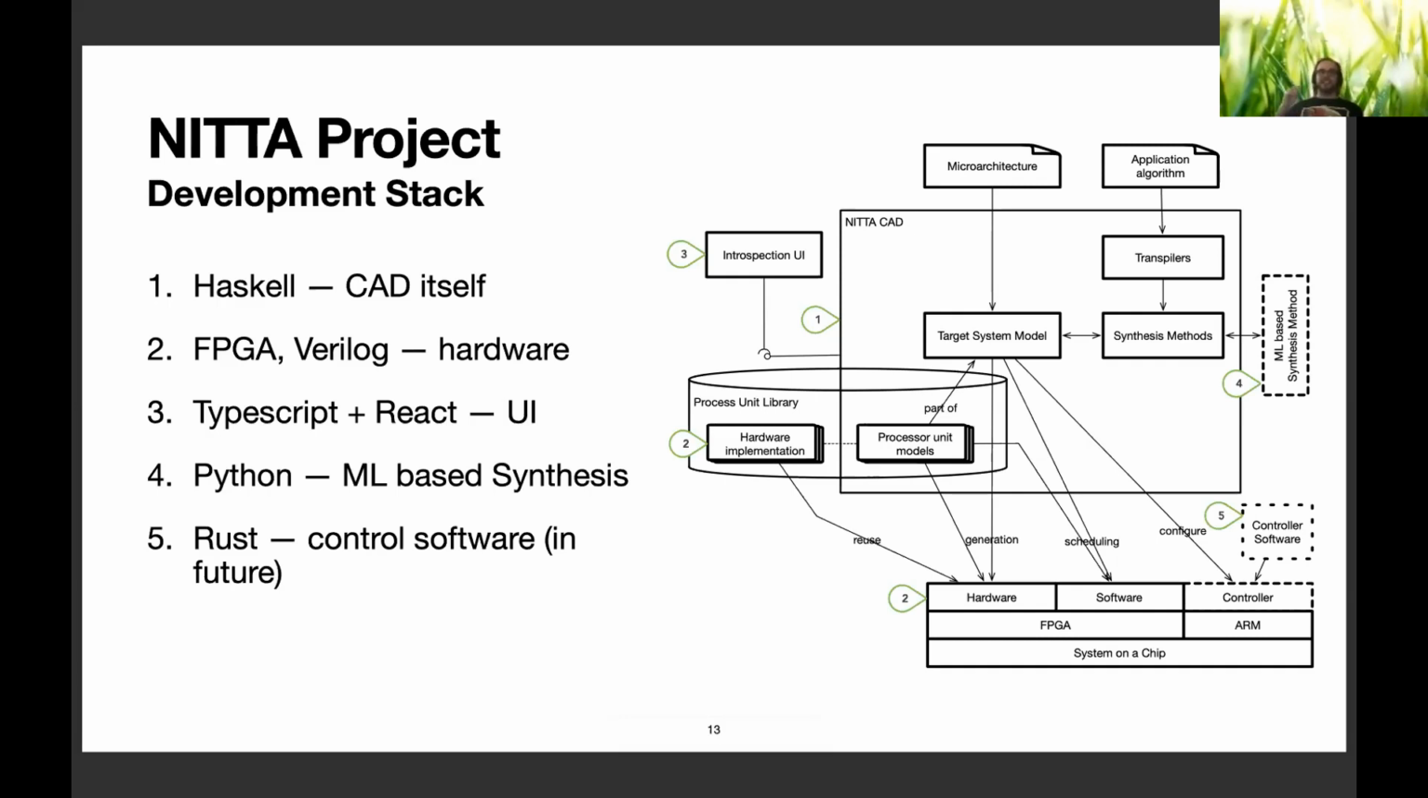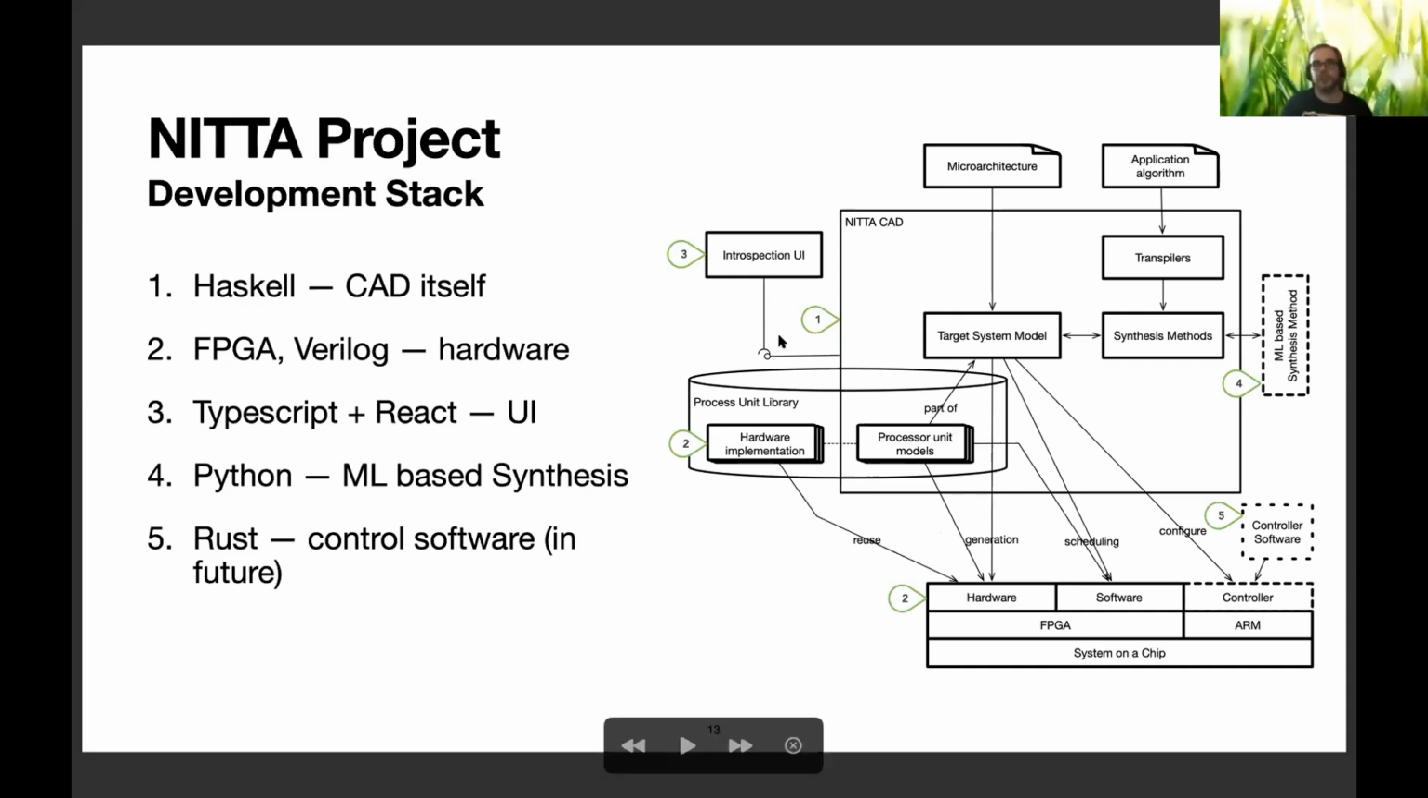And that introduces the third technology in our project. It is the Python programming language, which should be integrated with the main part of the system implemented in Haskell.